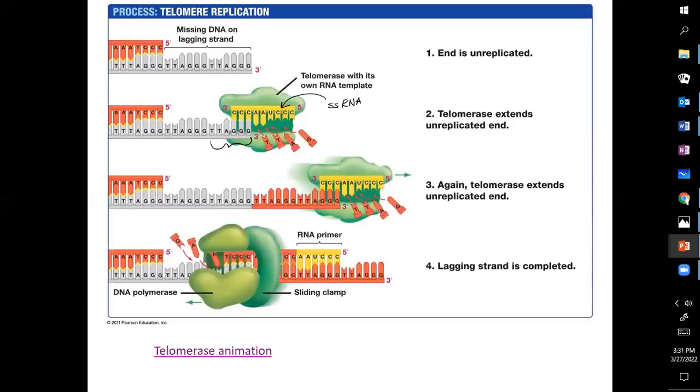Let's see, what else do we want to talk about with replication? We'll just briefly mention the rate of replication. So rates of replication vary depending on the organism. And so we'll look at the rates in prokaryotes and eukaryotes. And we actually looked at this in a problem set. So prokaryotes have a very approximate replication rate of about 1,000 base pairs per second.